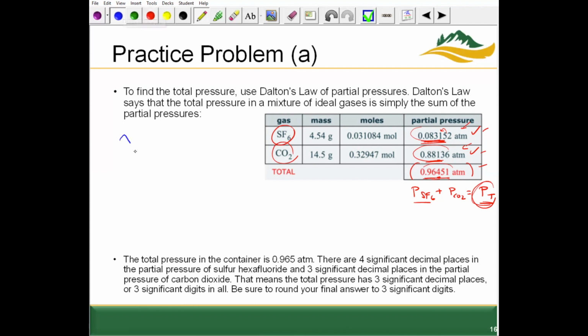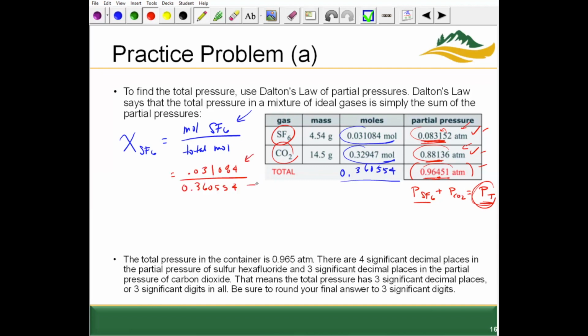What we're left with now is getting the mole fraction, so sulfur hexafluoride. We know that is the moles of sulfur hexafluoride divided by the total moles. From our last calculation, we have this many moles of sulfur hexafluoride, this many moles of carbon dioxide. We should add these together. This number of moles plus this number of moles comes out to 0.360554. We want to keep these values for now, and then we can round off our mole fractions if we need to.